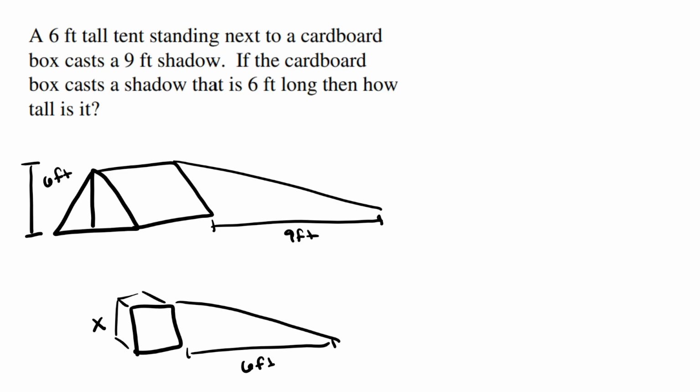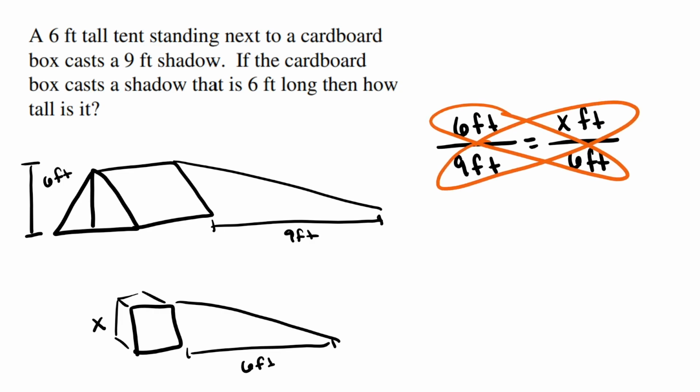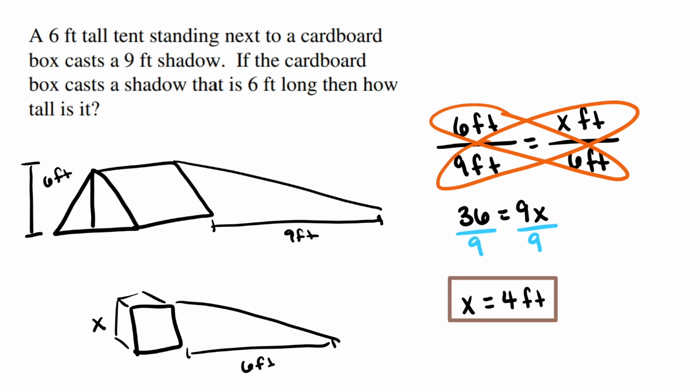So what we can do here is use proportions to solve this. If we know that a 6-foot tall tent casts a 9-foot shadow, then an x-foot tall box casts a 6-foot shadow. Using this proportion that we set up, we can solve for how tall that box is because we know it's going to be proportional to the shadow. So we'll just cross multiply. 6 times 6 is 36 equals 9x. We'll divide both sides by 9 and we're left with x equals 4. So the box is 4 feet tall.